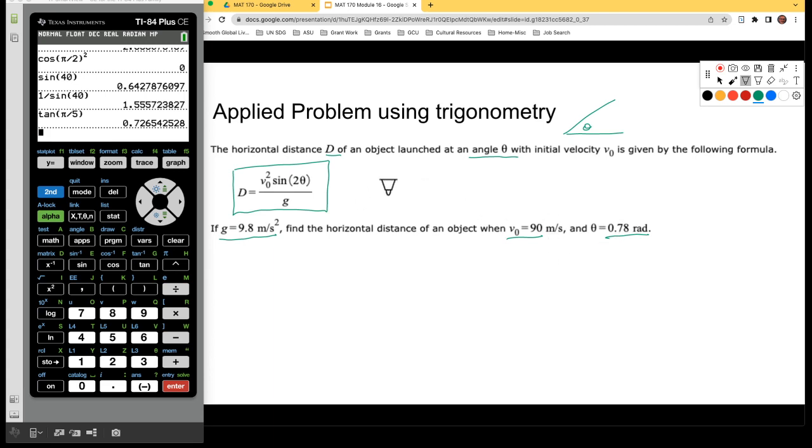So to calculate the distance, actually, it doesn't look like there's a question here. I just copied this out of something else. But they want us to calculate it. We're going to use this formula. What is v naught? V naught is 90. And notice we square it. So this is going to be 90 squared times the sine of 2 theta. So it's going to be 2 times 0.78. Notice they tell us it's radians, so we want to make sure we're in radians. And then we divide this whole thing by g, which is 9.8.